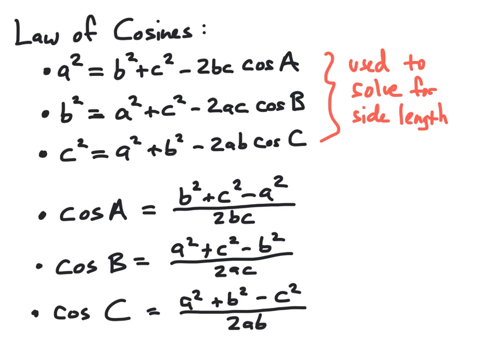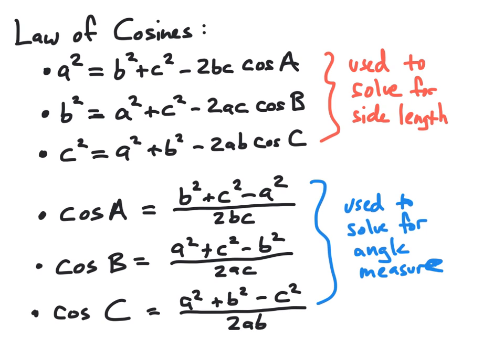And here are these three formulas, all solved for cosine A, cosine B, and cosine C. Notice that all three of these formulas can be computed using only side lengths a, b, and c. And since these are solved for the cosine of our angles, we can easily use the inverse cosine function to use these formulas to find the actual angle measure for any of these angles.